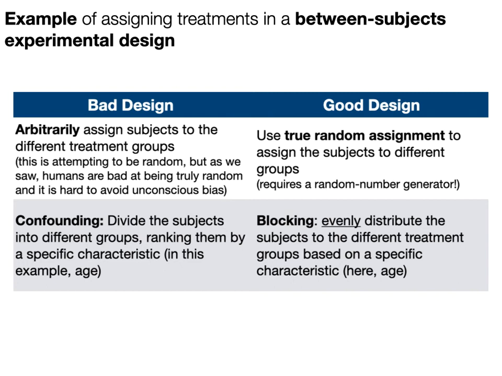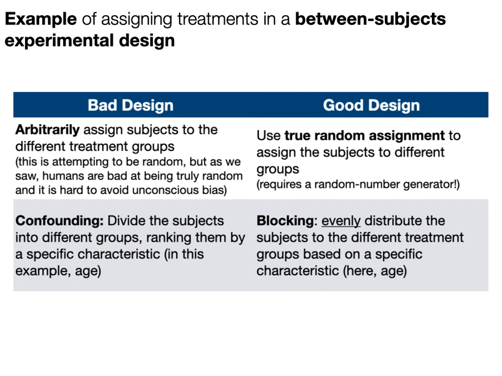We could imagine a badly designed study where the subjects were divided into groups by some characteristic like age, and then the two different age groups were assigned to the two different treatment groups. That would definitely be a bad way to do it. That would just introduce a major confound into our study.